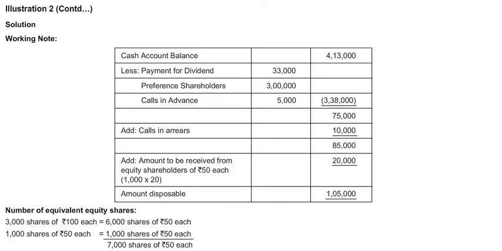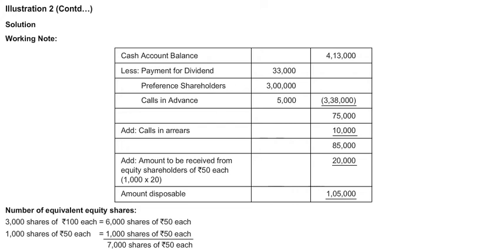Now to this 85,000, I add the unpaid amount of the equity shareholders, which is rupees 20 on 1,000 shares. In the question there are 1,000 equity shares of rupees 50 each, out of which 30 is paid up. So basically 20 is uncalled capital. 1,000 equity shares multiplied by 20 gives 20,000 still to be received. So the total 1,05,000 is the surplus money which the company has. After paying all its liabilities, any surplus will be paid to the equity shareholders. So this 1,05,000 will be paid to the equity shareholders.